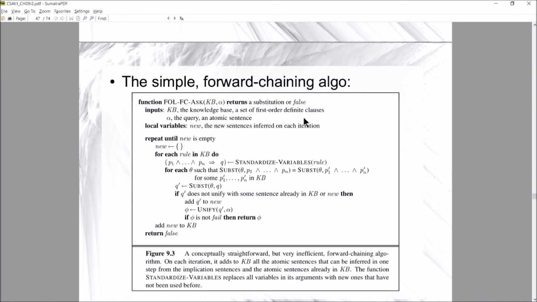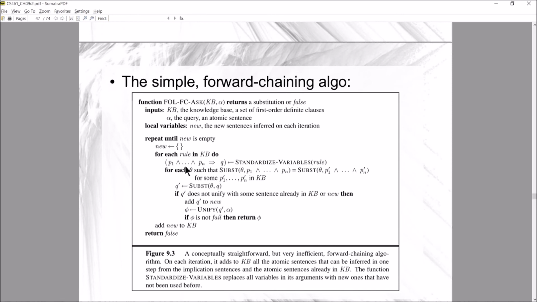And so then finally, here's the first order logic forward chaining ask algorithm. So what does this do? Returns a substitution or false. You pass to it a knowledge base and a query, which is an atomic sentence. What was the query here? We wanted to know if West was a criminal. And what was the knowledge base? Well, that group of definite clauses that I showed you.